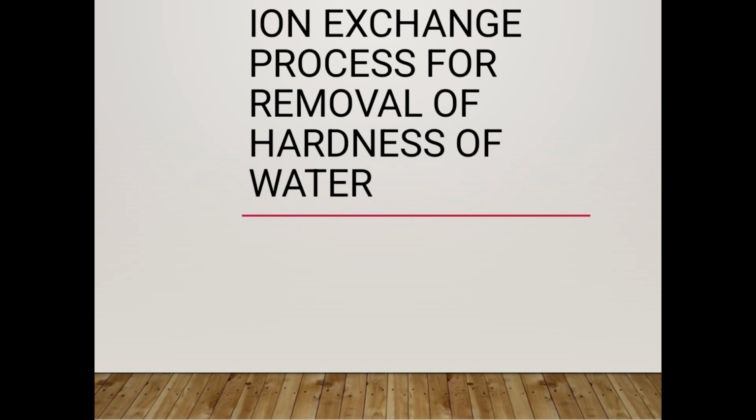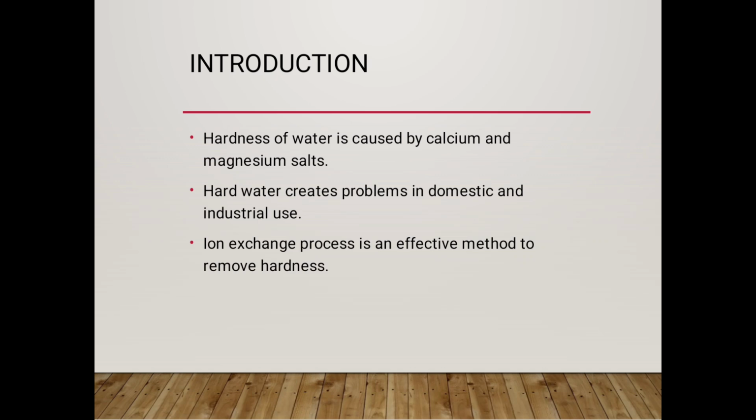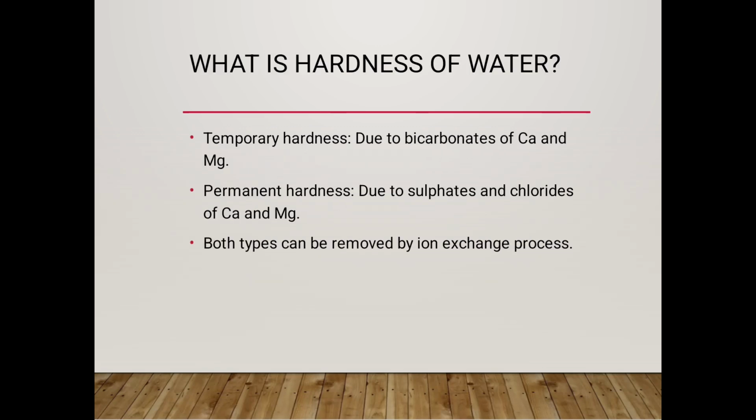Now first of all, let's see the introduction. Hardness of water is caused by calcium and magnesium salts. Whatever calcium and magnesium salts are present in water make it hard. Hard water creates problems in domestic and industrial use, and it is not considered suitable for either domestic or industrial purposes, and hence the ion exchange process is an effective method to remove hardness from water.